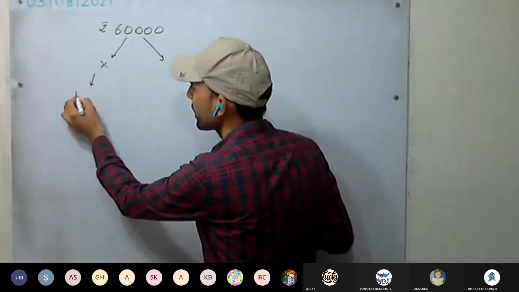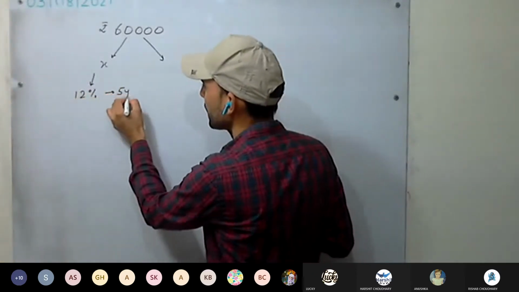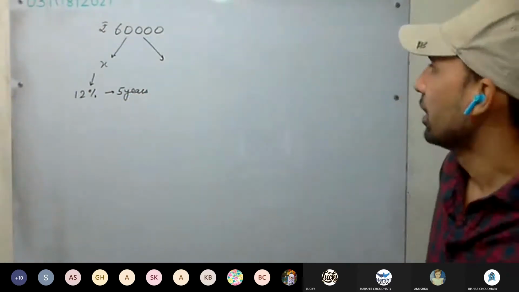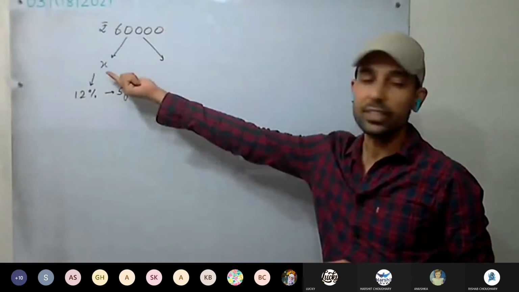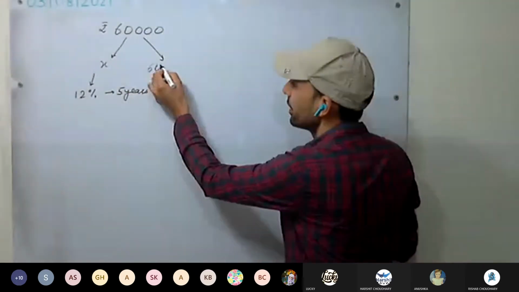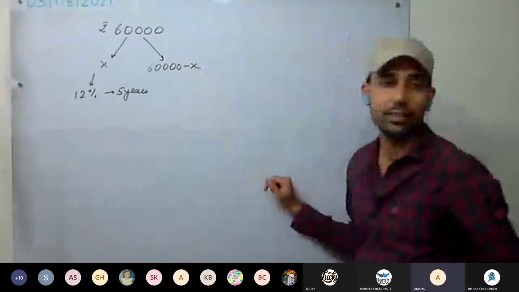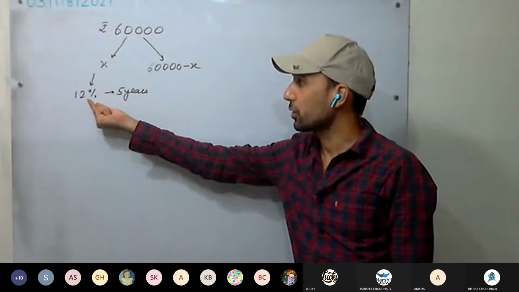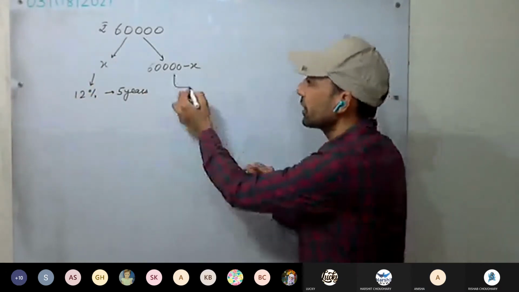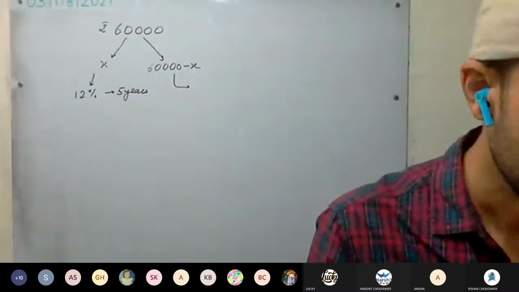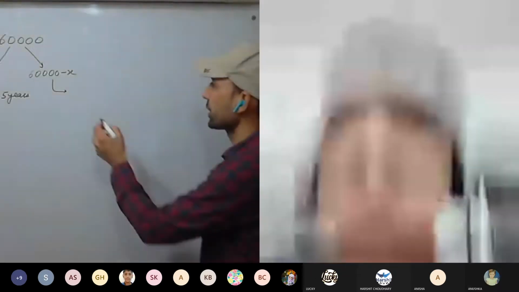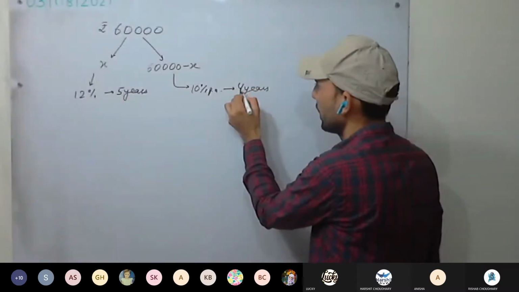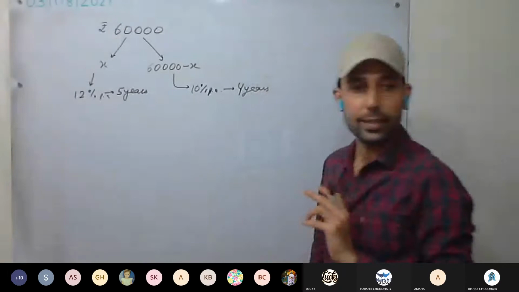Okay, similarly, one part of 60,000 has been invested at 12% for 5 years. Now the remaining part will be how much? X I have invested. Remaining will be 60,000 minus X. Some money is invested at 12% per annum for 5 years. Remaining money is invested at 10% per annum for 4 years. This is given to us.